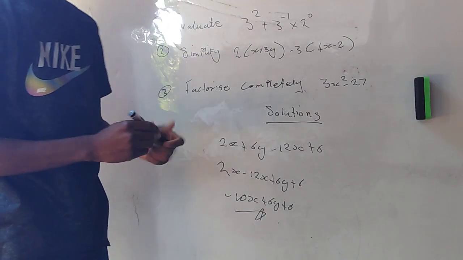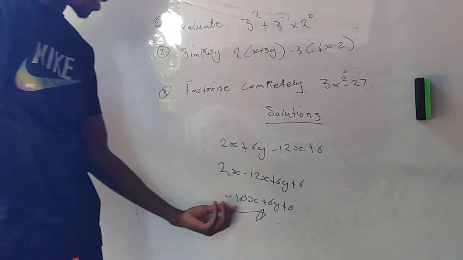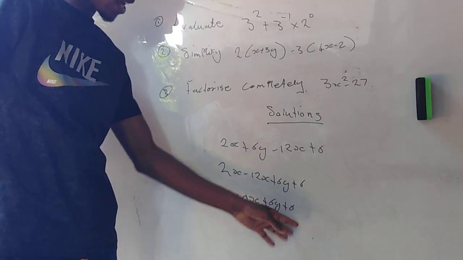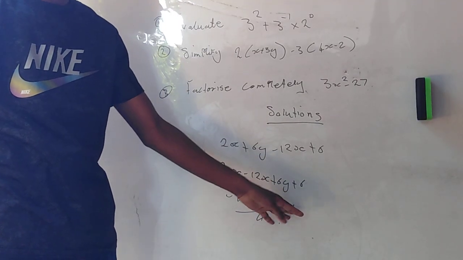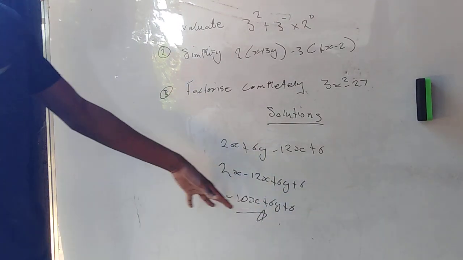Here, there's nothing that you can do because you're having unlike terms. You're having x, you're having a y, and also you're having a constant number here which is not having any like term. So this is where our answer ends.